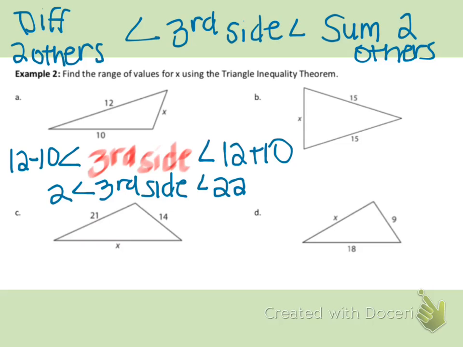Oh, big deal, wow. To make a triangle, the third side can be anywhere between 2 and 22. It can't be 2, can't be 22, but anywhere in between. That doesn't really narrow it down, right? But it is a theorem, so that's what we're examining today. It basically just gives you a range of values.